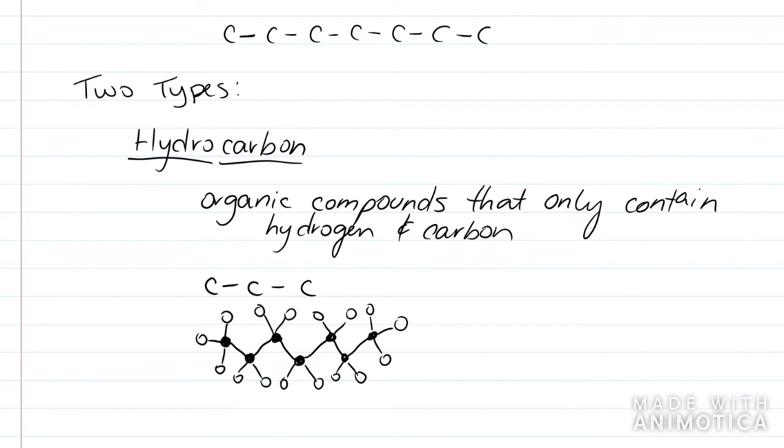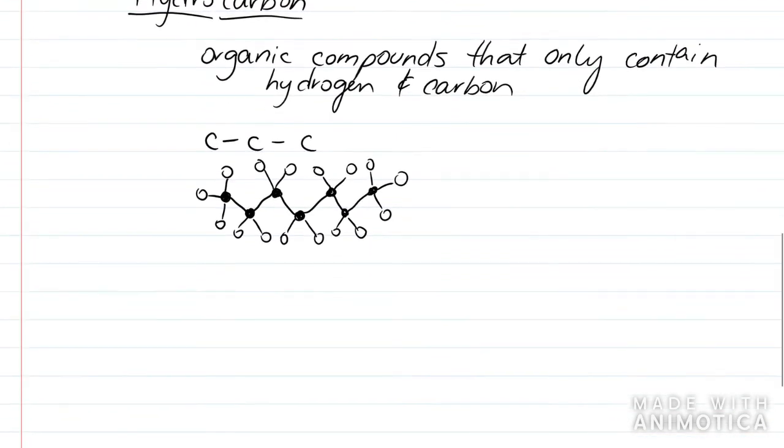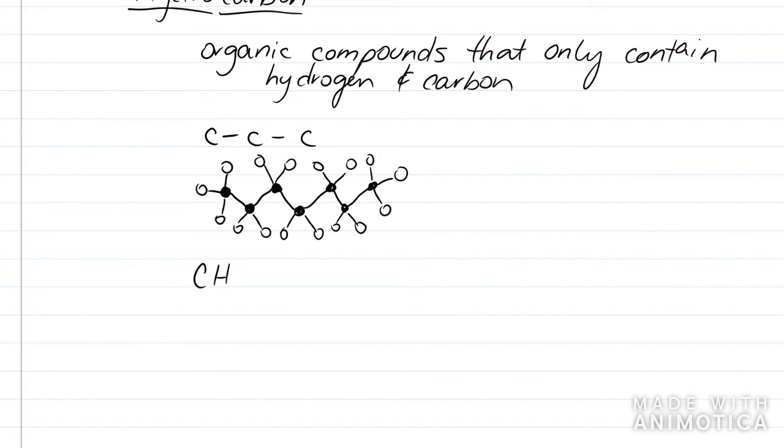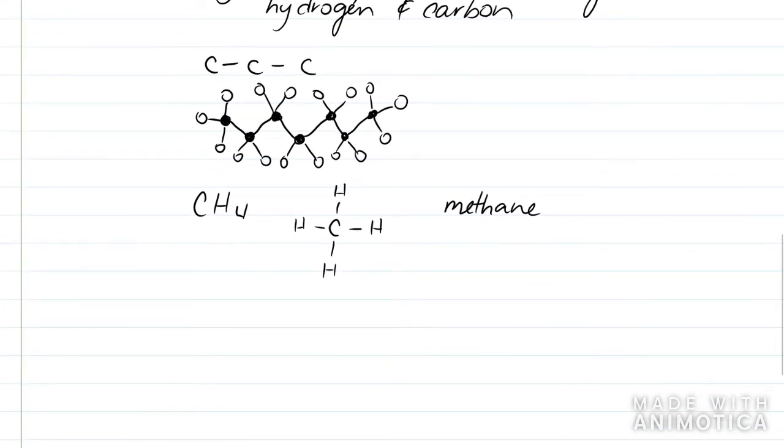So there are a few that have special names. If we have CH4, so a single carbon with 4 hydrogens, it's called methane. If we have 2 carbons, it's called ethane.